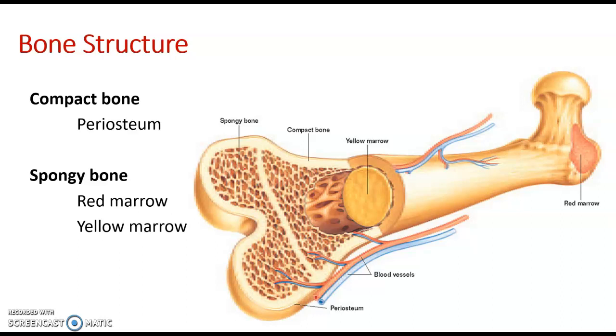The cavity in the middle and the shafts of the long bones, like the femur, is filled with yellow marrow, which is a fatty tissue where bones store fat for later use within the body. This is fat that is not as accessible as that we would find in our hypodermis. So this is more for long-term storage in the yellow marrow.